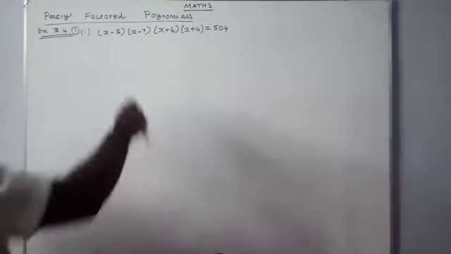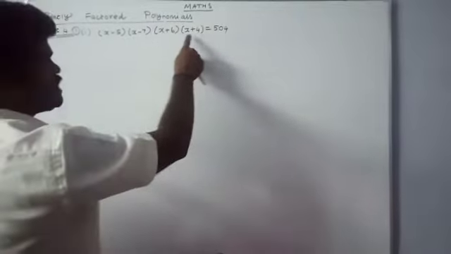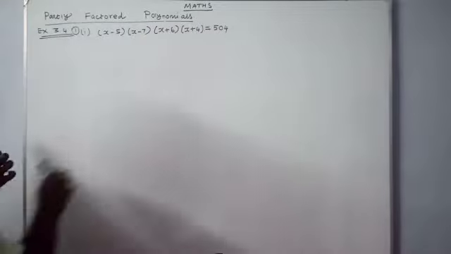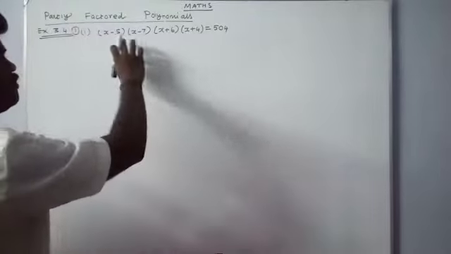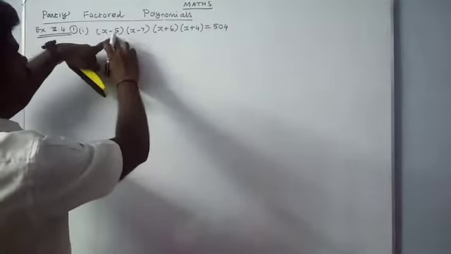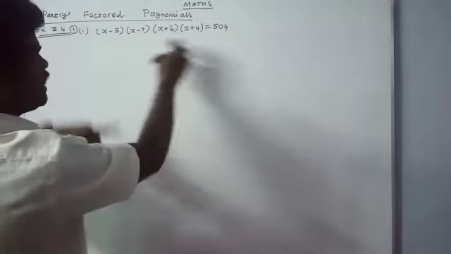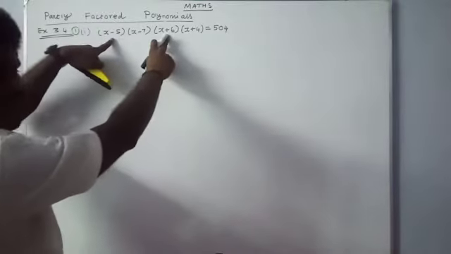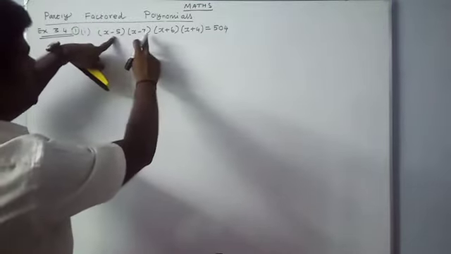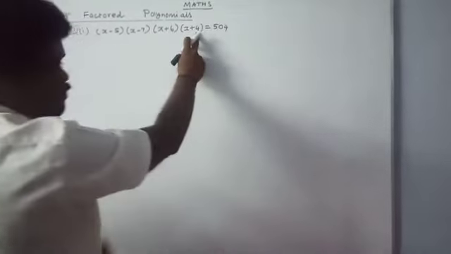Roman numeral 1: (x minus 5)(x minus 7)(x plus 6)(x plus 4) equal to 504. Now we want to solve this. First, we have to relate these factors. What is the relation between these factors? Here we have minus 5, minus 7, plus 6, plus 4.